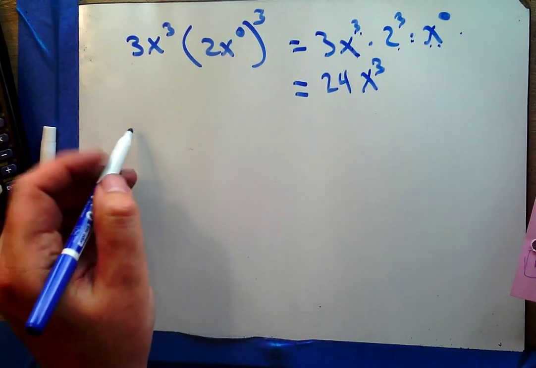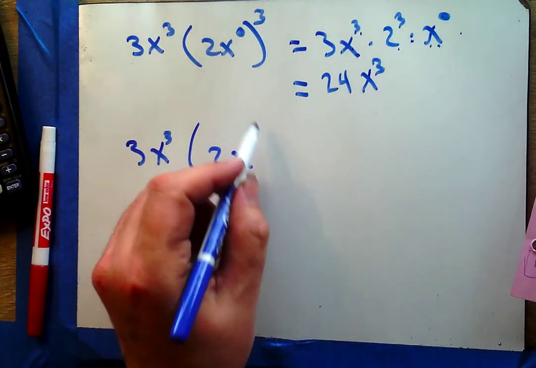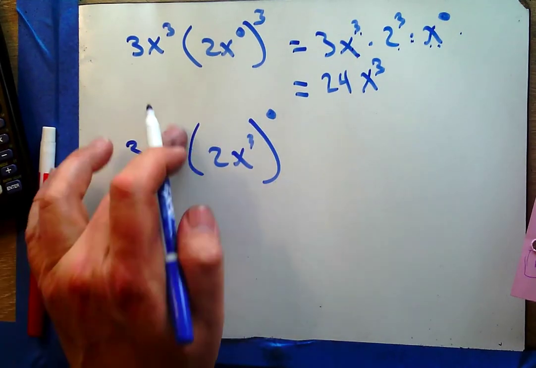All right, how about this one? 3x to the third, 2x to the third to the 0 power.